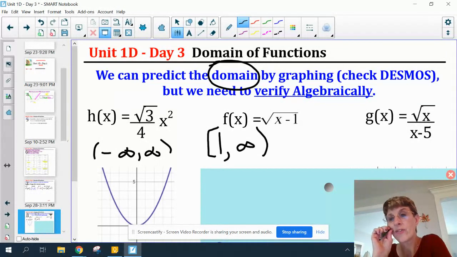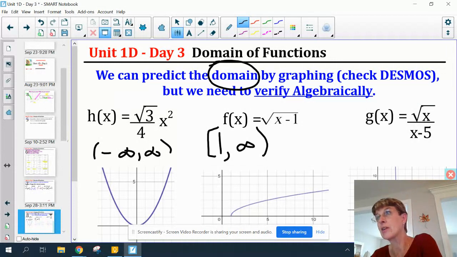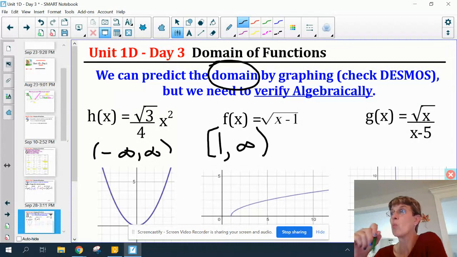The far right one is trickier. We've never graphed that before. You can obviously put it in decimals to see what's going on graphically. I'll show you what it looks like. So you can see that everything works but that 5. So we've just got to talk about that. The x on top says we've got to be bigger than 0, but the bottom one, which is the big indicator, is saying you cannot have a 5.